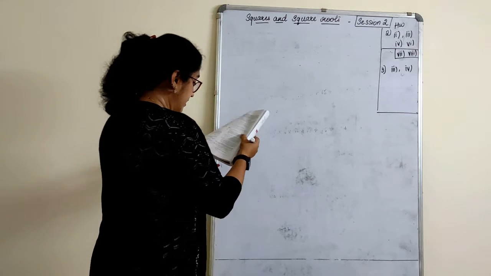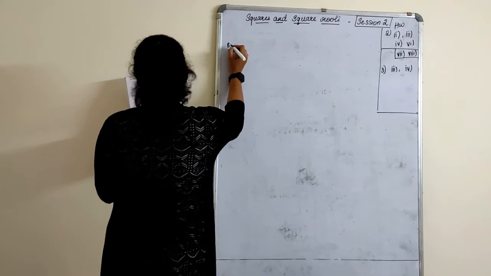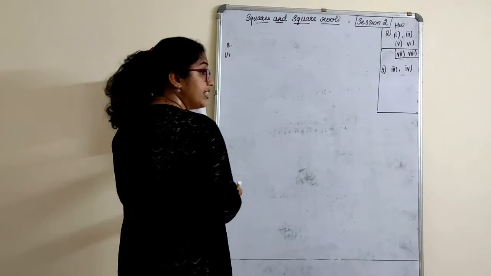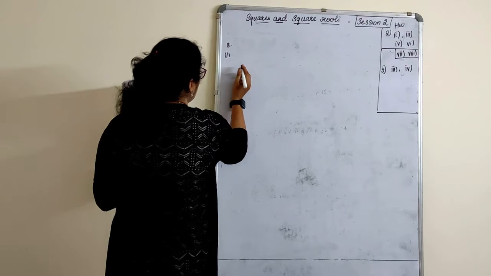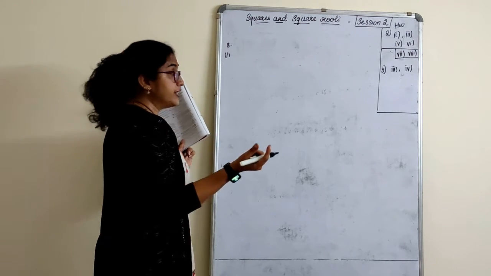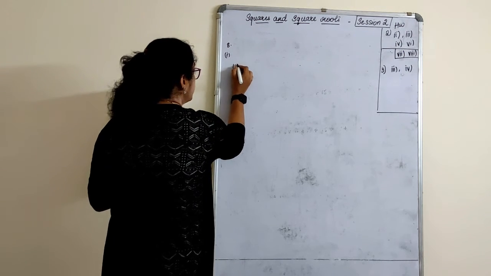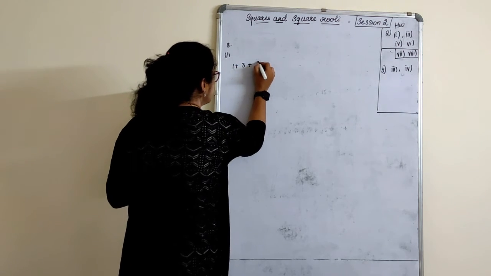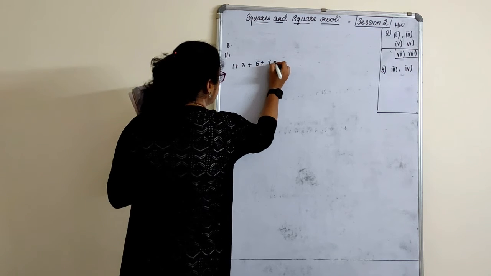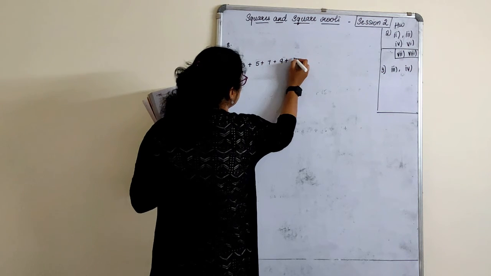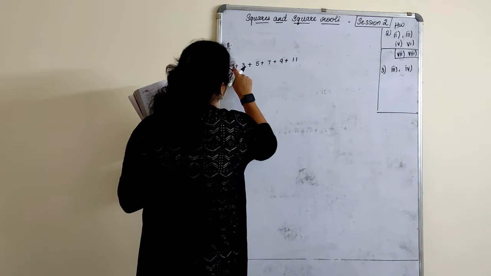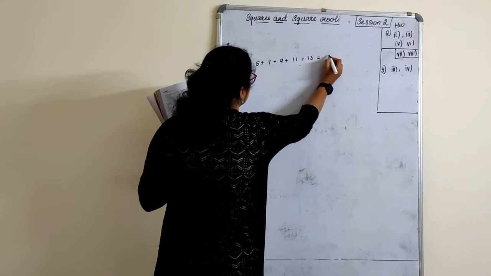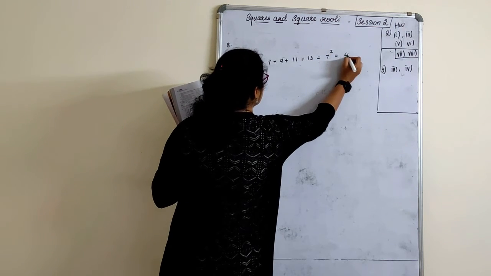So what is asked in the next one? On the 8th page they have asked, express 49 as a sum of 7 odd numbers. How do you express 49 as a sum of 7 odd numbers? Start with 1 plus 3 plus 5 plus 7 plus 9 plus 11, count 1, 2, 3, 4, 5, 6, plus 13, that is equal to 7 square, that is 49.